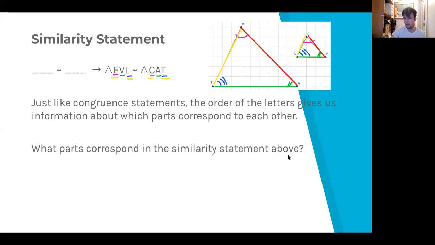I didn't fill out the names here, but I did speak about them, right? Angle C corresponds with E, angle A corresponds with V, angle T corresponds with L. Side CT corresponds with side EL, CA corresponds with EV, LV corresponds with TA, right? You can see it in the picture there, the color coding we did.